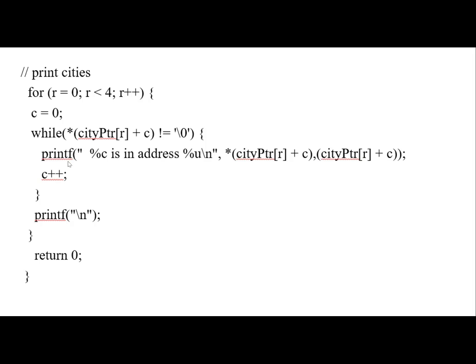Okay, printf percentage C is in the address percentage U. So percentage C value, we write star CT PTR of R plus C, comma, and this is address. So we don't write the star, we just write this one, if you want to print the address. Okay, let us see the output.